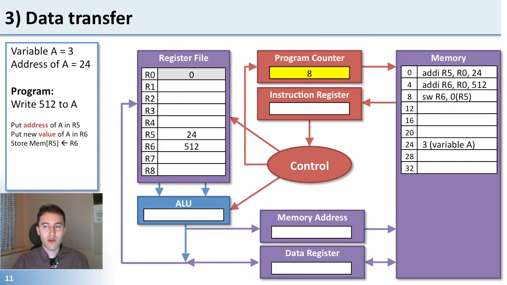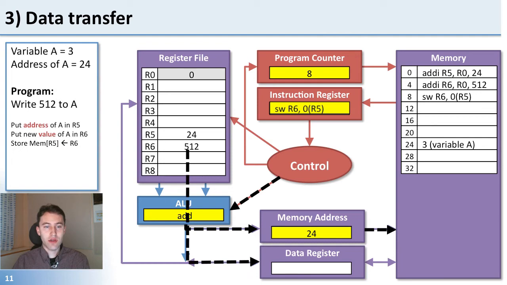Now we're going to increment the program counter and go on to our store word instruction. The store word instruction here is going to store the word that's in R6 into the location pointed to by R5 plus 0. What this is going to do is use the ALU to do an add to generate the address. We're going to add the value 24 and 0, which gives us 24, and store that in the memory address register.